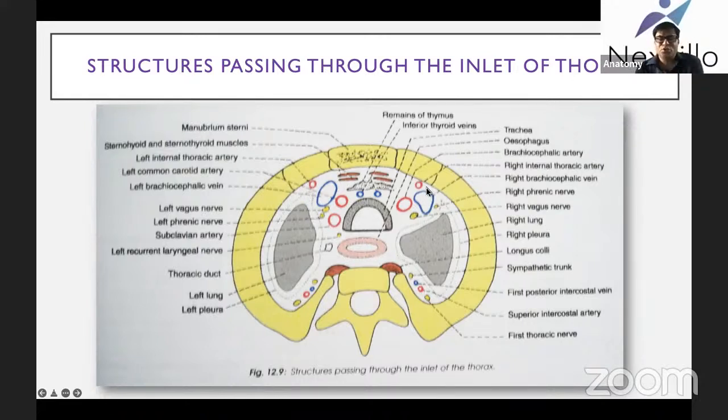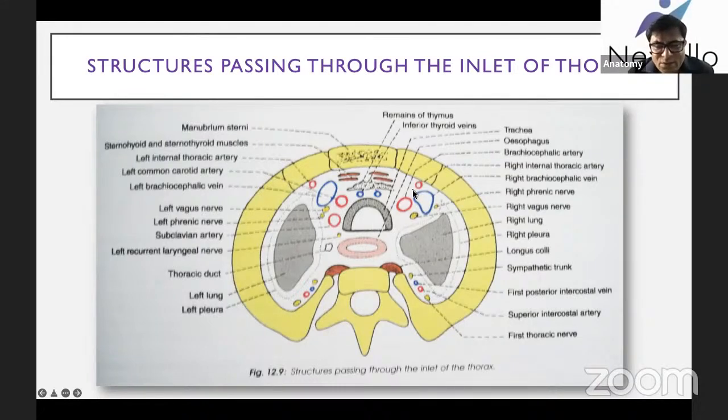You will also find the superior intercostal artery. Actually, what they have shown here is the first posterior intercostal artery. The superior intercostal artery is a branch from the costocervical trunk, and it provides the first and second posterior intercostal arteries. Then you find the right and left vagus. They descend down on the two sides of the trachea. Then you have the right and left phrenic nerves.